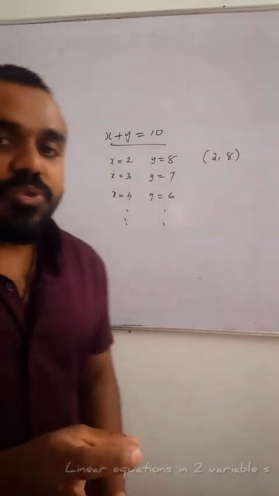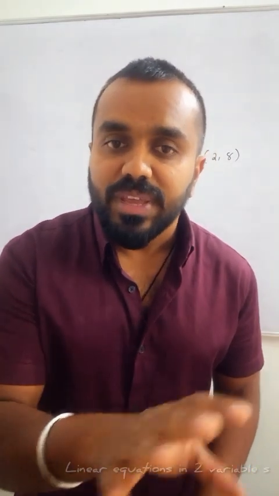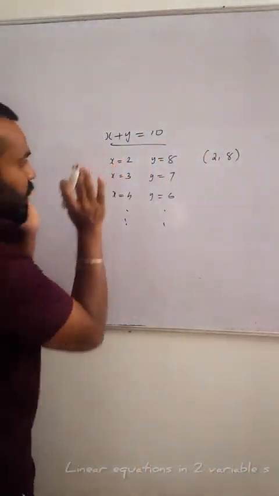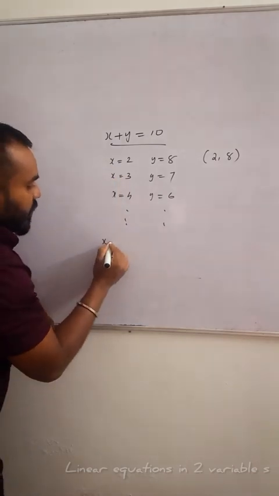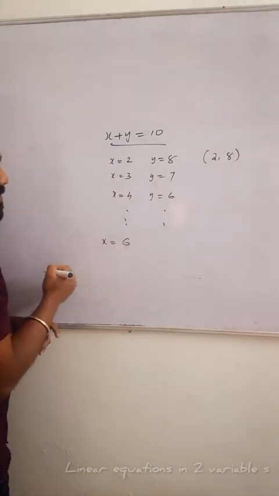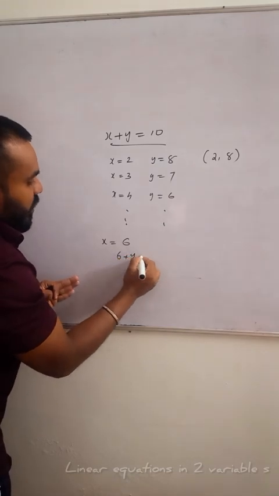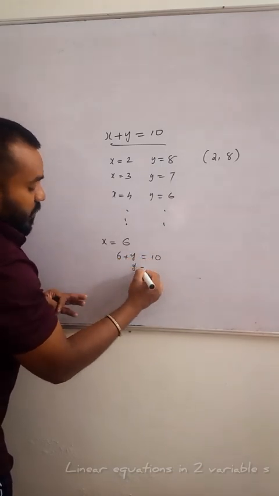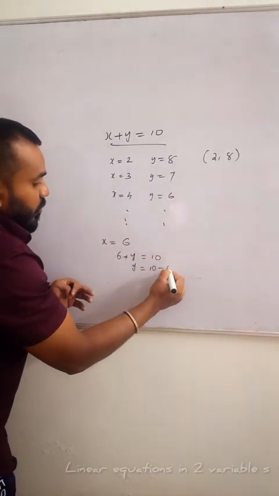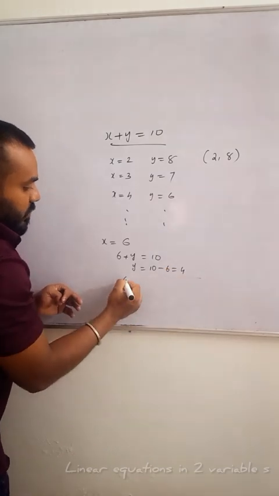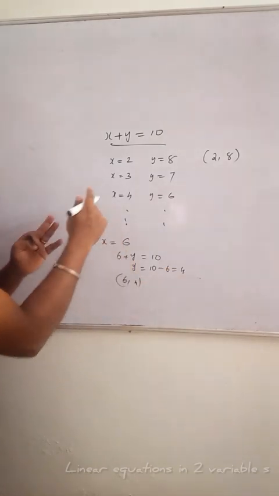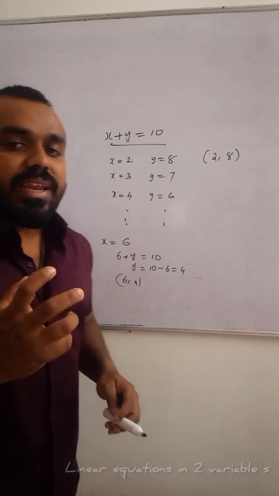So what is the algebraic method of calculating the solution? It's very simple. You fix x as a value. Suppose you fix x as 6, you substitute this 6 in the equation. So it will be 6 plus y is equal to 10. Then find the corresponding y value. It will be 4. So x is equal to 6 and y is equal to 4 is a pair of solution. So there exist infinitely many solutions.